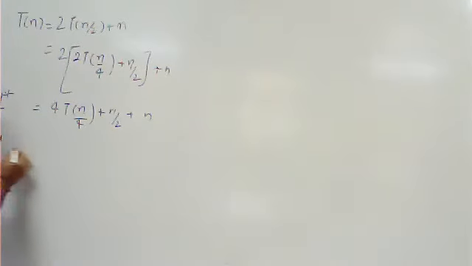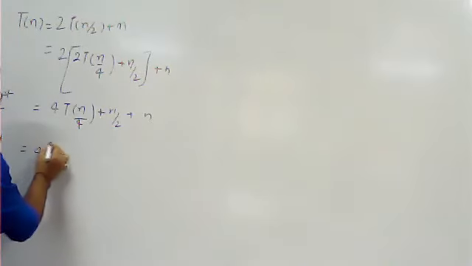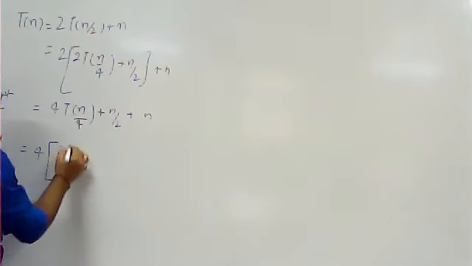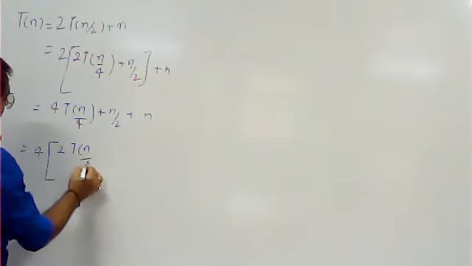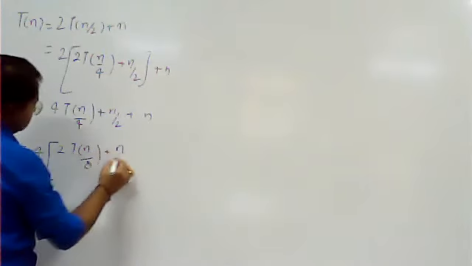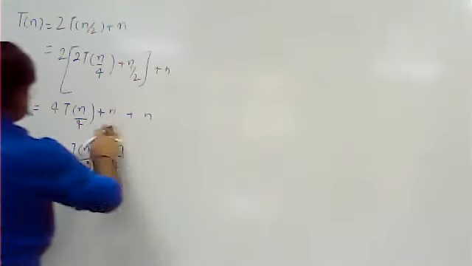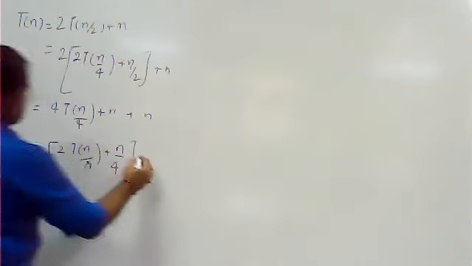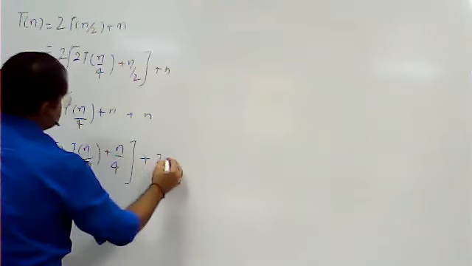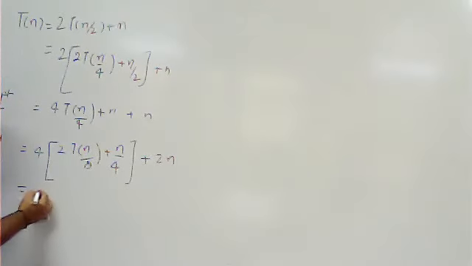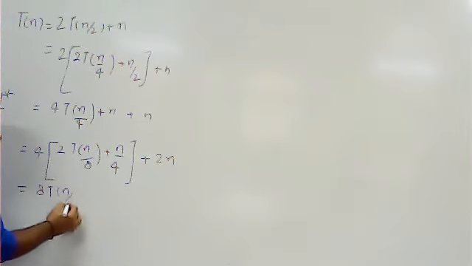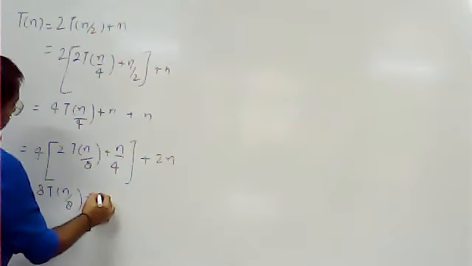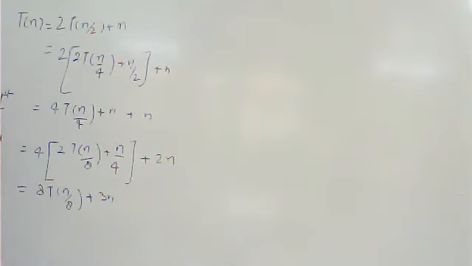Now again at second, you will expand it. So 2T(n/8) plus n/4 plus 2n. So here you will get 8T(n/8) plus 3n. How 3n? Because 4n upon 4 will be n, and 2n is already there.